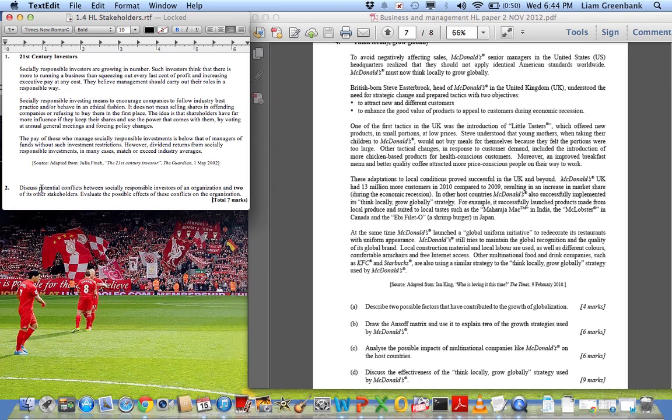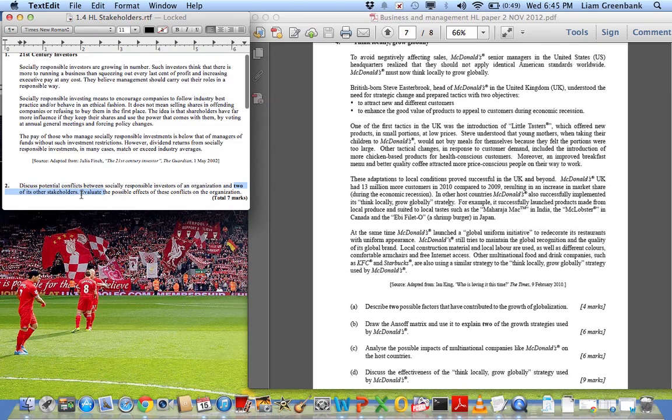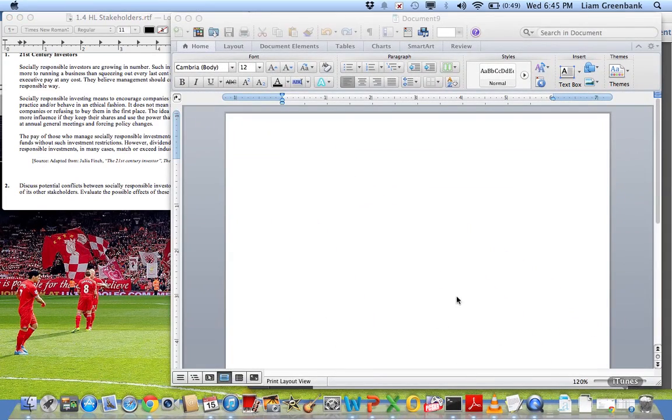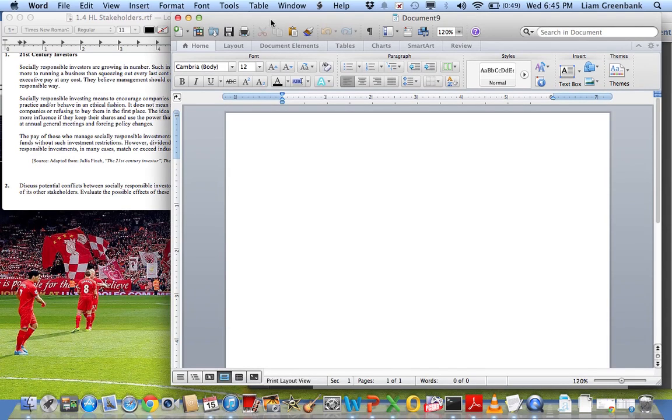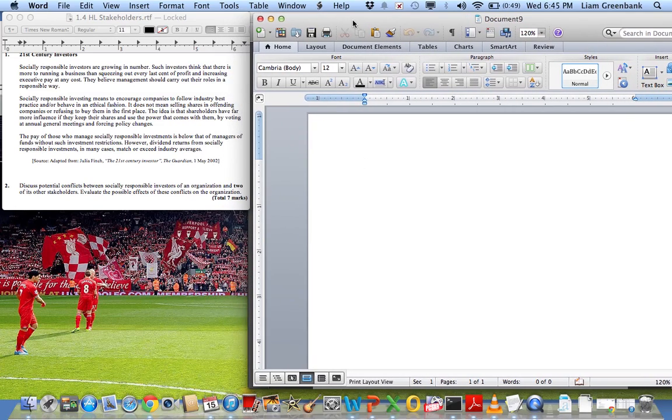So in this one, we're going to discuss the potential conflicts between the socially responsible investors and two of its other stakeholders. So in that sense, we can build different viewpoints, different arguments. Okay, so we've got one argument that says a socially responsible investor will believe this, but this might conflict with another stakeholder because this other stakeholder might believe this. Okay, so let's just start off from scratch anyway, and we'll just build the answer.